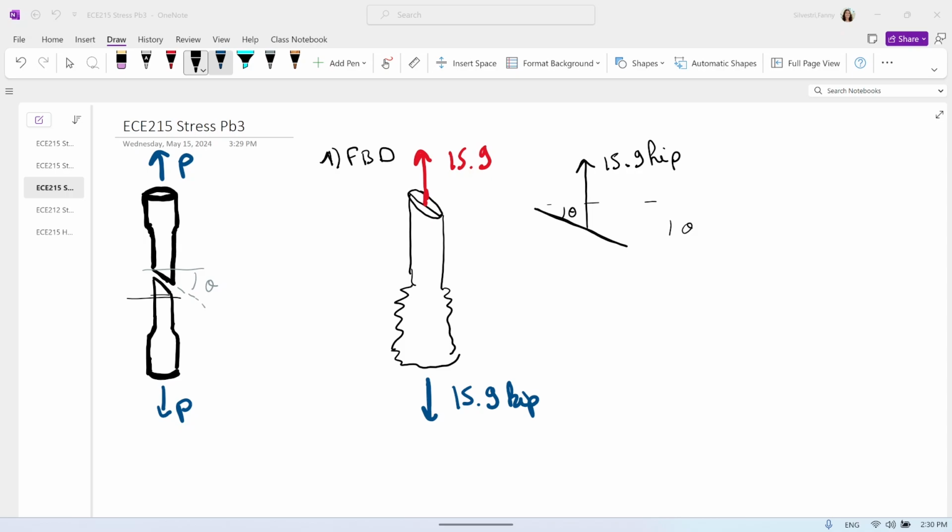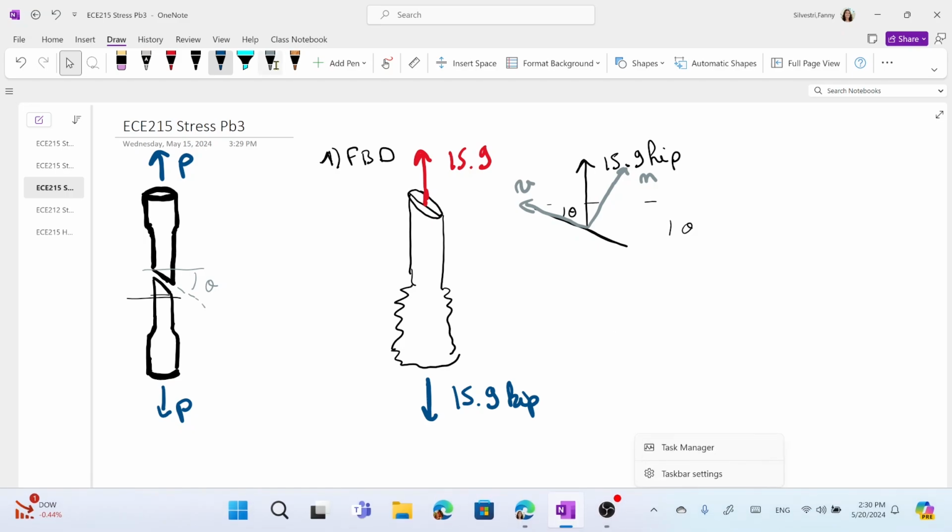So the question is, let me double check the questions. Find the average normal and average shear stress acting on the area of the inclined failure plane, and the stress acting on the cross sections. So let's work on the inclined plane. So normal and shear stress. Normal, we need to draw the normal axis. Here we go. This is the normal axis, and that will be your shear axis.